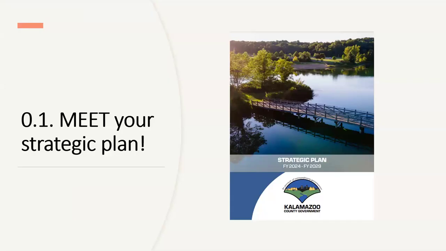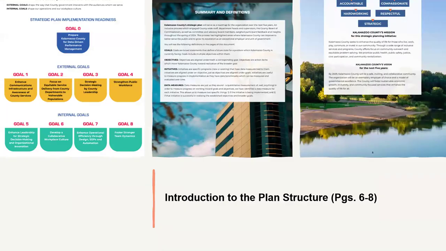So when we dive into the strategic plan, it's sort of broken into three sections, if you will. So the first is an introduction to the plan, which shares at a high level, kind of an executive summary, what the 9 goals within the plan are. We have a series of definitions. We use fairly typical strategic planning verbiage: goals, objectives, initiatives, and data measures. So just defining what those are.